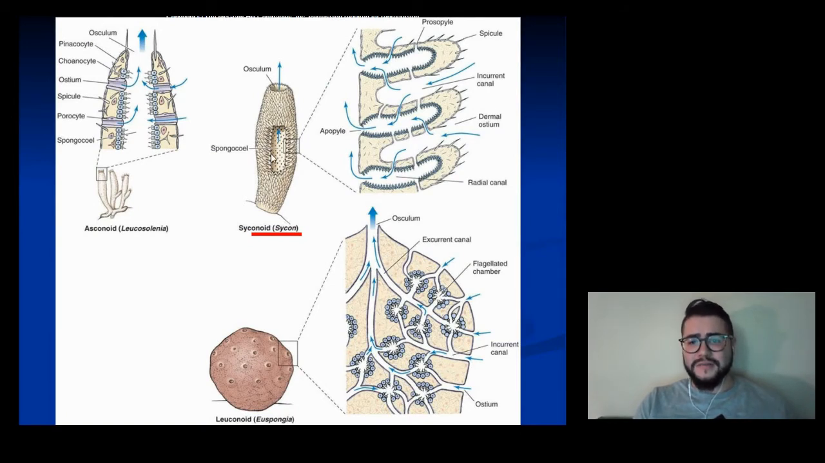There's still the spongiocele in the middle, but within the walls of the spongiocele, there are these little canals or tunnels where the water can go into to increase the surface area, increase the amount of water that can be filtered by the sponge. And it's inside of these little canals that you have the choanocytes, which are the things that filter out the water.